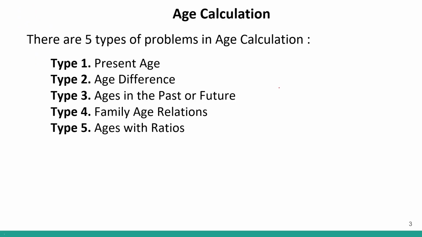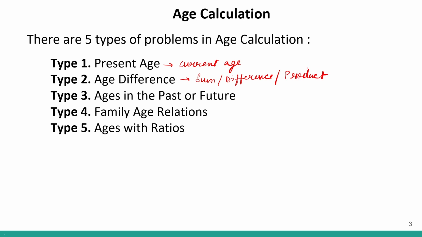In the previous few lectures, we have seen that there are 5 types of problems that can be formed from age calculation: present age, age difference, ages in the past or future, family age relations, and ages with ratios. Present age primarily deals with finding the current age of a person. Age difference means there will be 2 or more people with different ages, and we have to either find the sum, the difference, or the product of their ages. This was age difference.